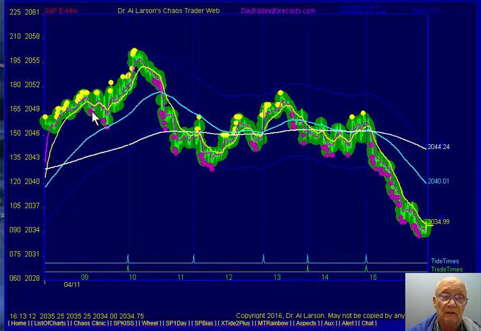when there's serious selling pressure, we'll get these little magenta push balls going down, and when there's serious buying pressure, we'll get the yellow push balls going up. And that shows you where the real serious effort's being made. Now, the first turn here, this is a tide turn and a trade time.